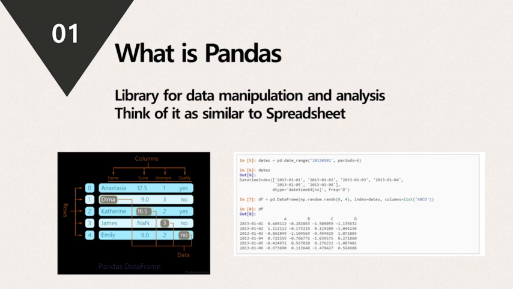So Pandas is a library for data manipulation and analysis. You could just think of it as similar to a spreadsheet. And as I introduced earlier, they are composed of matrices, so they need NumPy to run. And on the bottom, you can see a Pandas data frame, and that's how data is represented in Python Pandas.